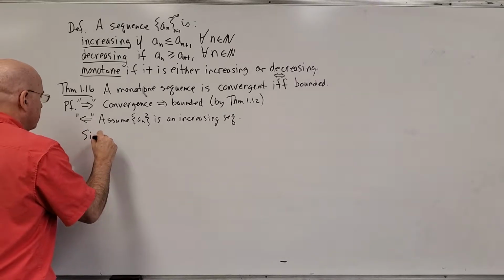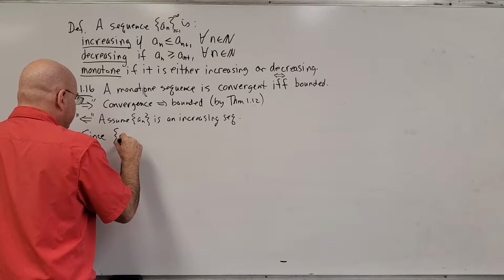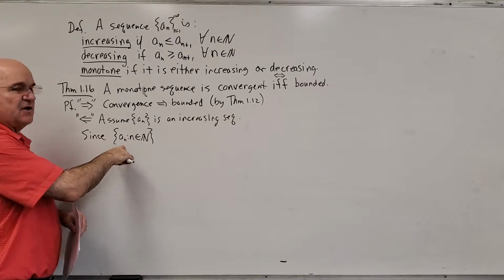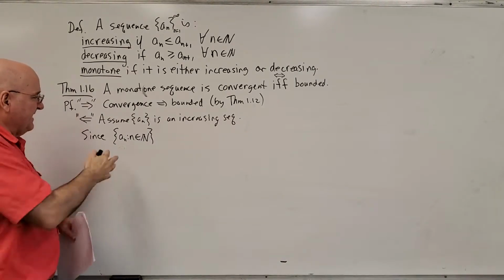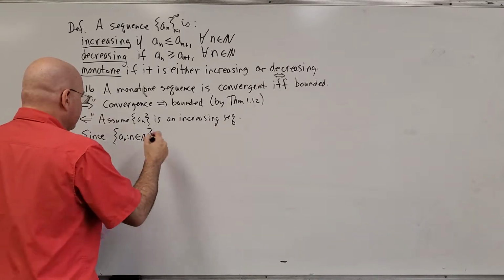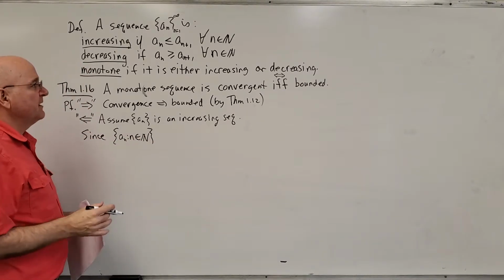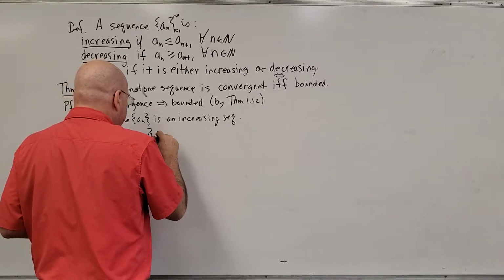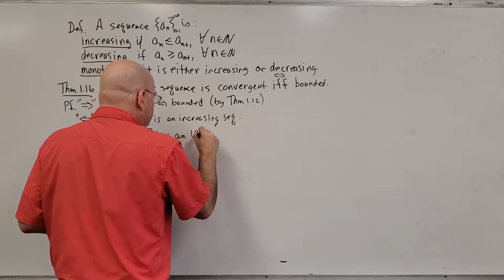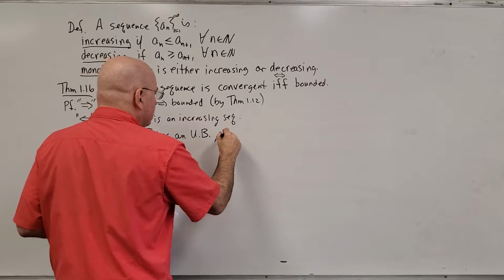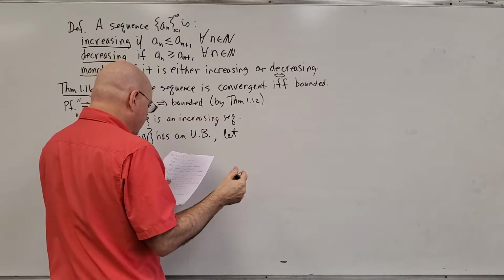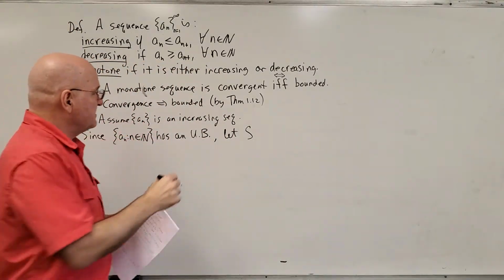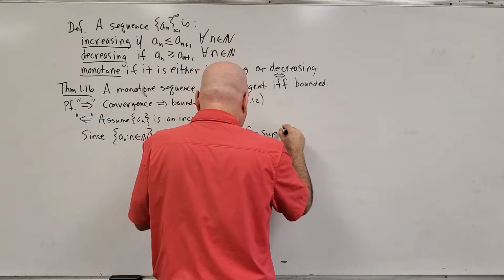Since this set, and I'm writing it this way, this represents all the elements of the sequence. I'm writing it in the set format because it's a set that has an upper bound. If this set of elements a_n has an upper bound, I'll abbreviate that by UB. What do we know about a set that has an upper bound? That means it has a least upper bound, or the supremum. So we're going to let S be the supremum of that set.